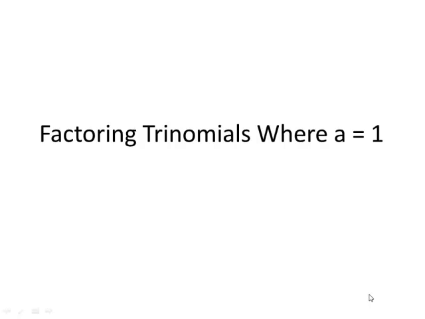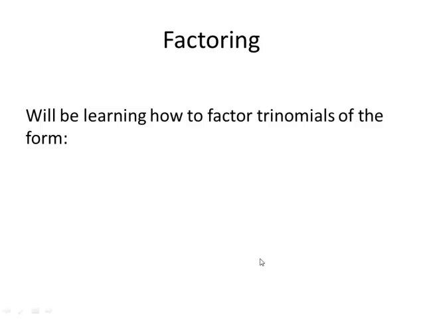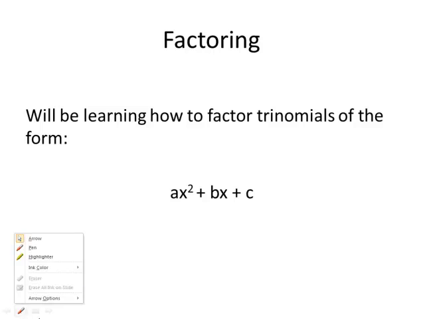Now let's talk about how to factor trinomials where a is equal to 1. To understand what we mean when we say a equals 1, we're going to be talking about factoring trinomials of the form ax squared plus bx plus c. What this means is the a and the b and the c will all be numbers. The x's will still be x's.